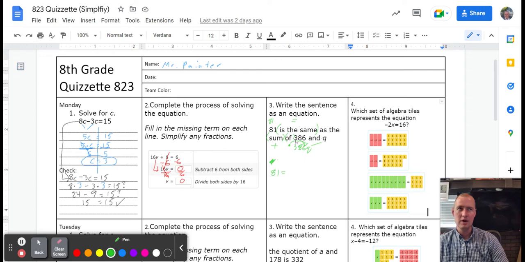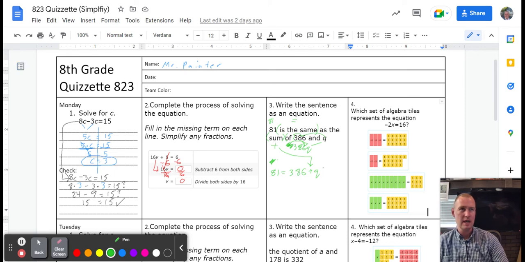So as the sum of, it looks like sum is going to take over the multiplication. So the multiplication here is not needed. So what I actually have for my final answer here is 81 equals 386 plus q. And when it refers to "of," it refers to both 386 and q. So watch that "of," because it could mean multiplication, but because it's telling you it is adding, that's adding.